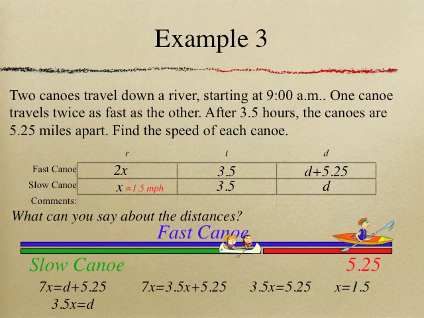Let's see what that means. That the slow canoe is going 1.5 miles per hour. And the fast canoe would be going 3 miles an hour. 2 times 1.5 would give me 3.